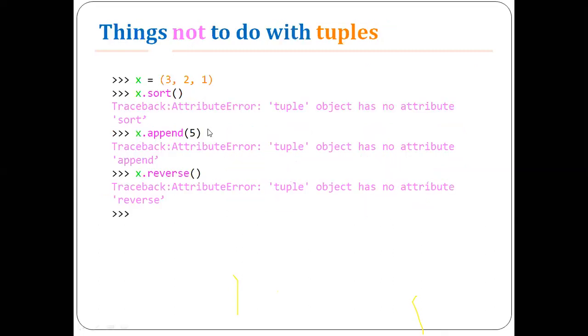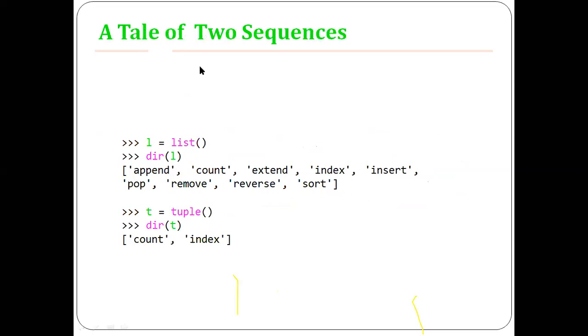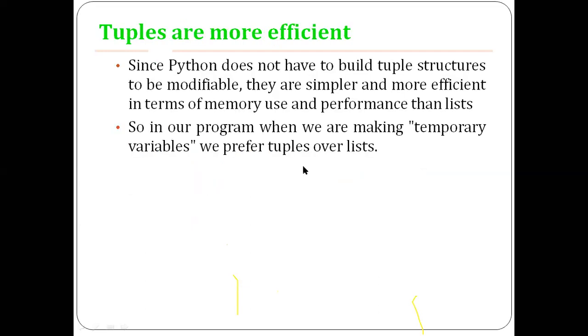So what can you not do with tuples, right? You cannot sort it, you cannot append to it, and you can't reverse the contents of the tuples. Now, what functions can you find in a list? Look at the list functions here. You can append, count, extend, index, insert, and pop elements from the list, remove elements, reverse the contents of a list, as well as sort the elements of a list, right? But with tuples, you can do only two things. You can count the number of elements in the tuple, as well as index an element in the tuple. Python doesn't have a built-in tuple structure that is modifiable.